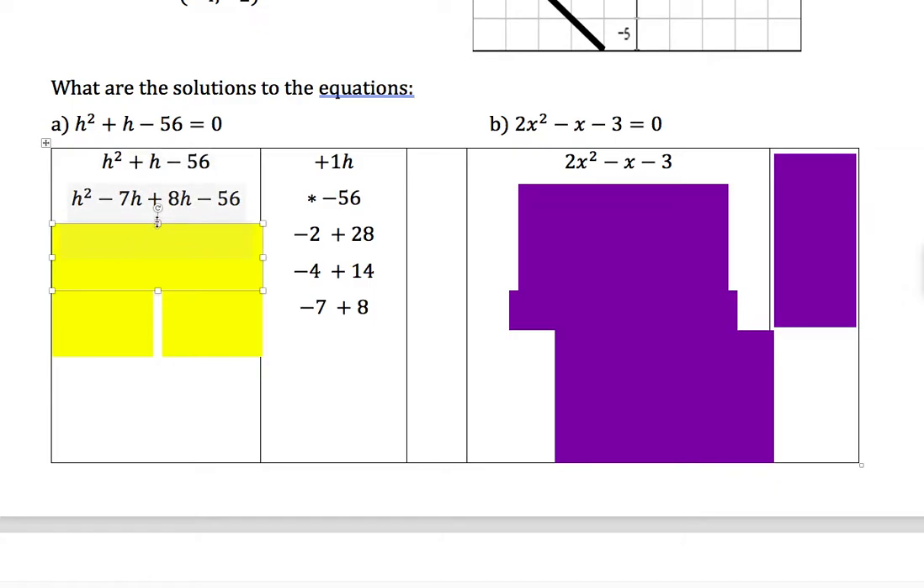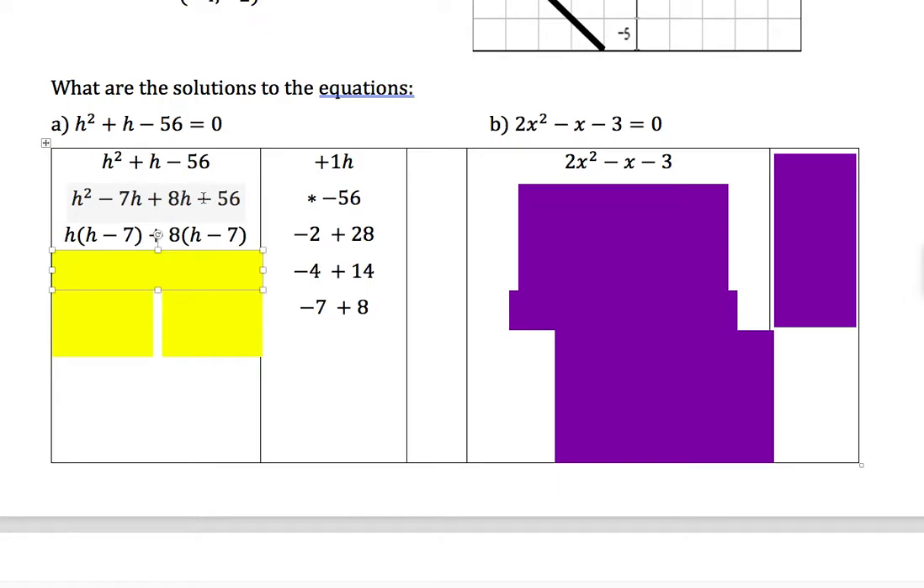Go here. Then we're going to factor by grouping. So the first two terms, you can pull an h from both of those terms. Okay, and so we pull out an h and we get h minus 7 in parentheses.